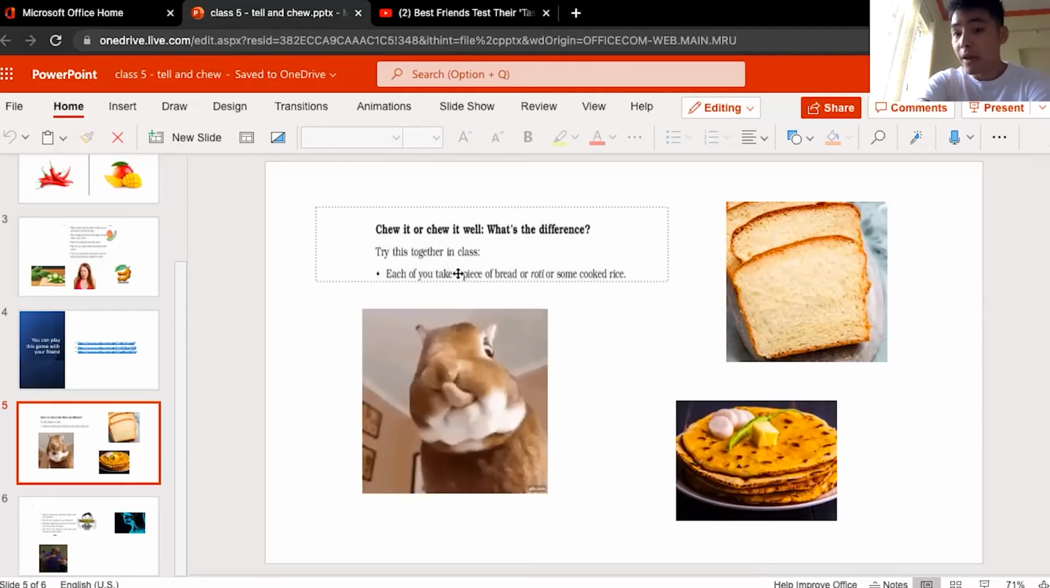Try this together in class. Okay, so it's another try, teacher. Each of you take a piece of bread or a roti, or some cooked rice.